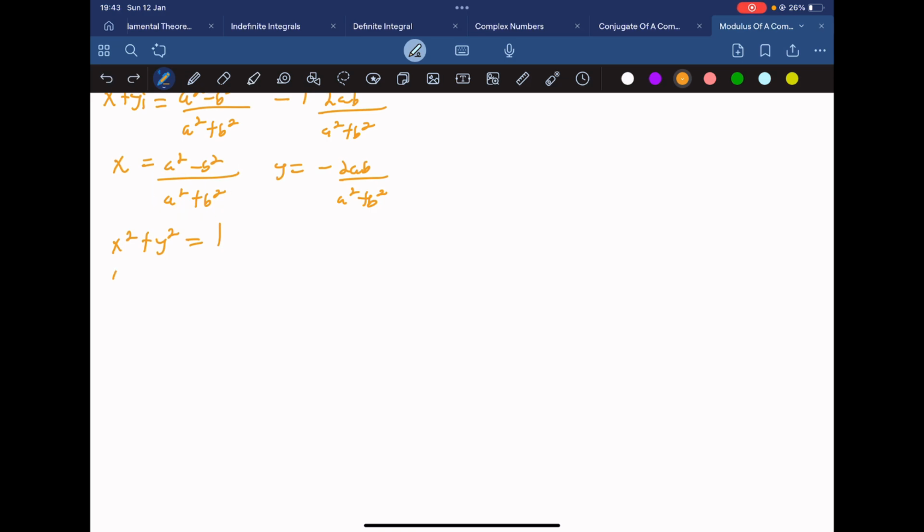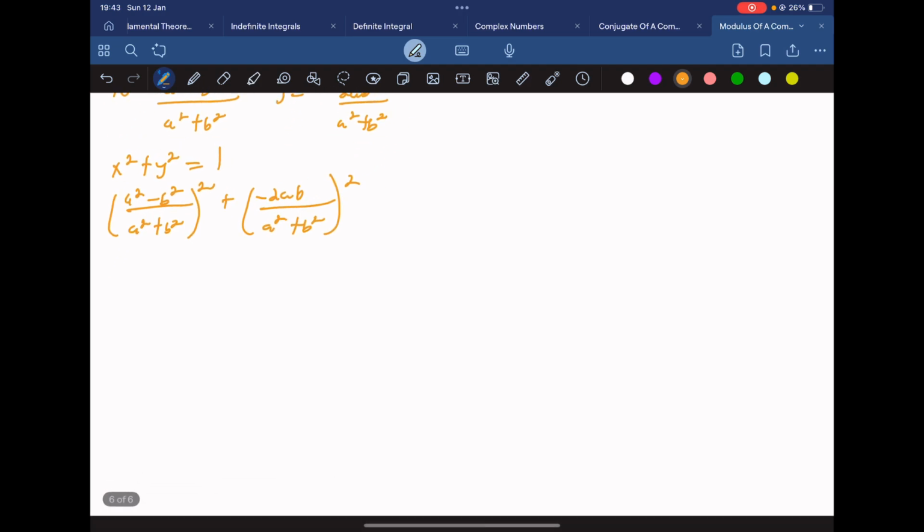So we have a squared minus b squared over a squared plus b squared all squared, plus you have negative 2ab over a squared plus b squared then all squared. So now let us simplify this to see if we are indeed going to get 1. So for this part, let us simplify this first.